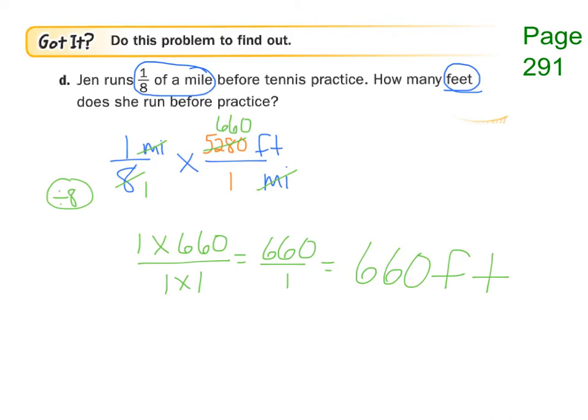All right, so I set it up as 1/8 mile, and on my second fraction, feet over miles, and there are 5,280 feet in 1 mile. Then I simplified my labels, and the 8 goes into 5,280 660 times. So when we work it out, we get 660 feet.